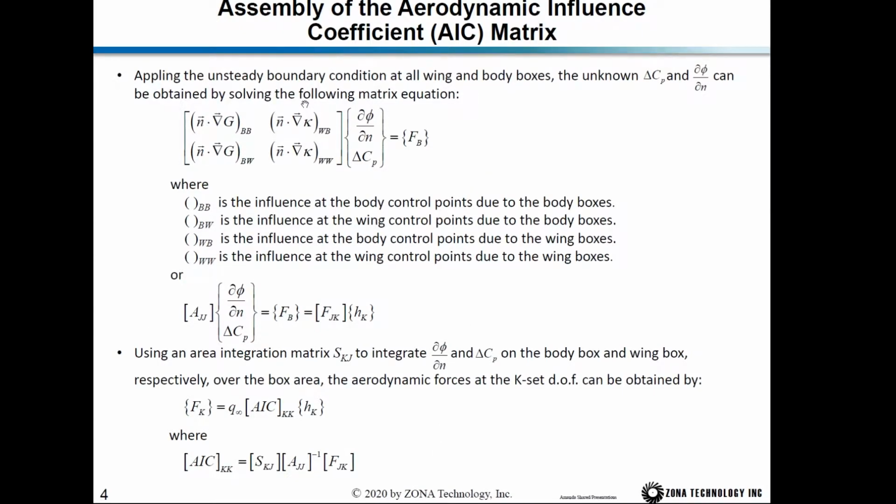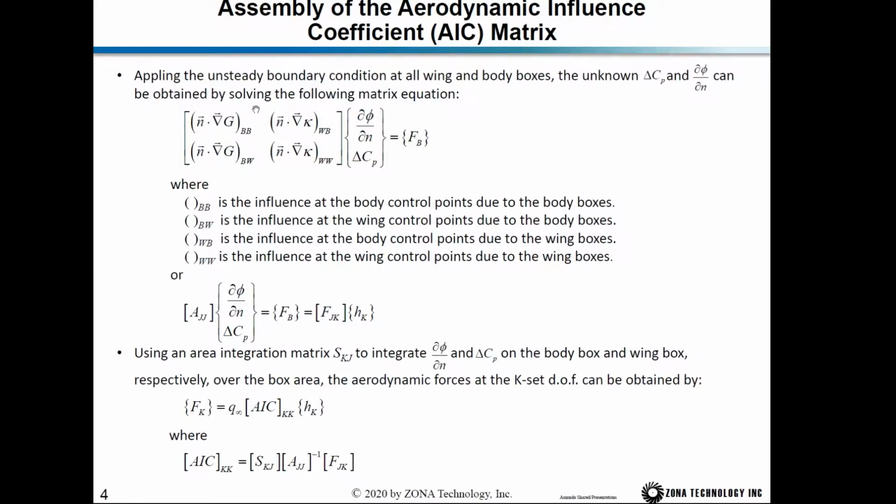Then we apply the unsteady boundary condition at all wing and body boxes. So this term is the influence at the body control point due to the body box. This term is the influence at the wing control point due to the body box, this term is the influence at the body control point due to the wing box, and this term is the influence at the wing control point due to the wing box. So we have the FB here, and we can invert this matrix to solve for the unknown source and the delta CP.